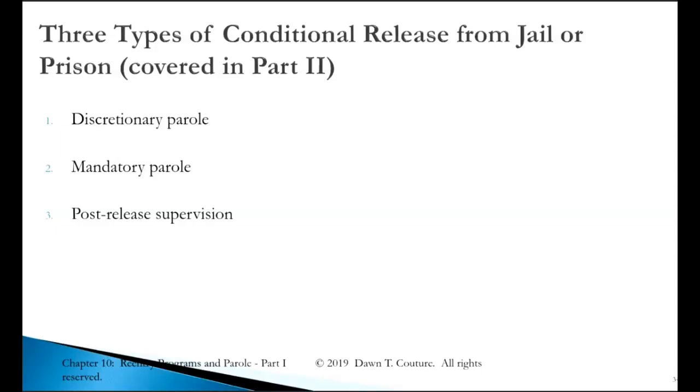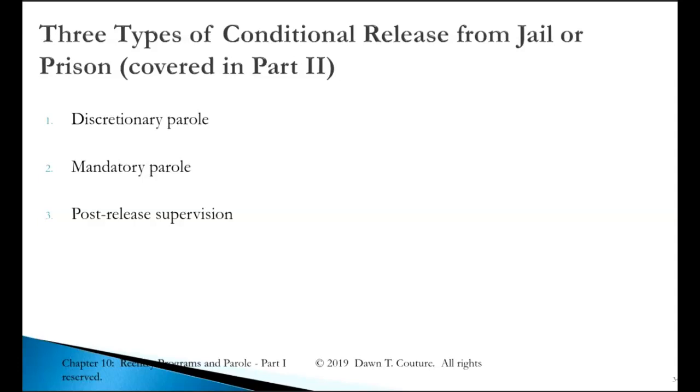We'll be finishing chapter 10, which is release and reentry and parole. We left off last class on slide 33 or thereabouts, so I want to pick up there, and it may be a little bit of an overlap, but I want to lay some foundation for where we're headed today, which is to talk about the three types of conditional release from jail or prison.